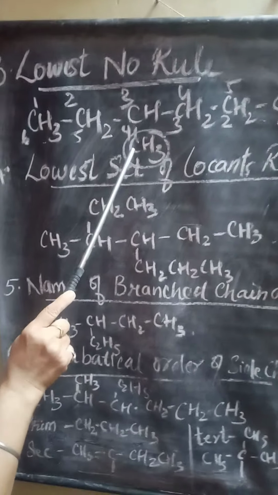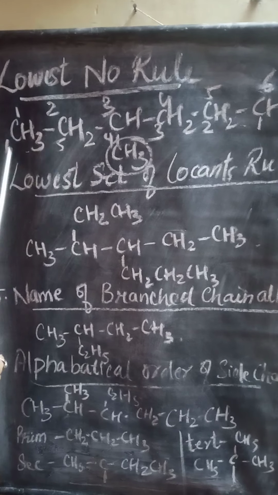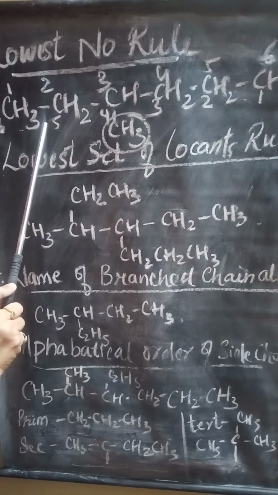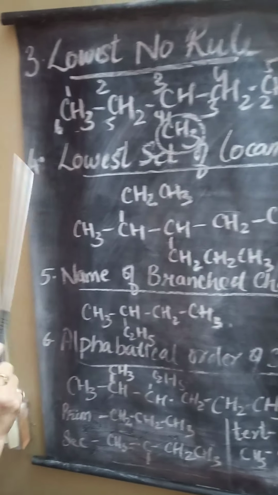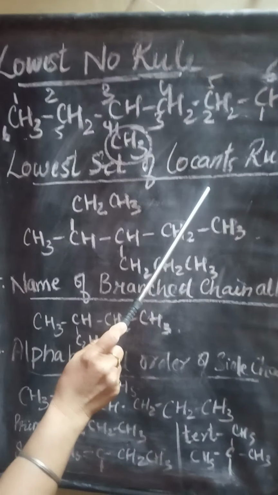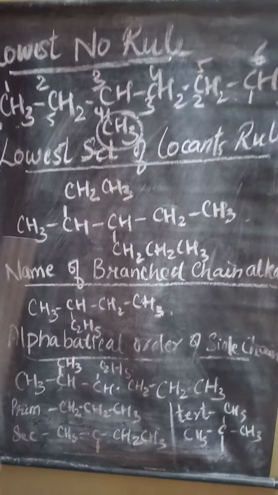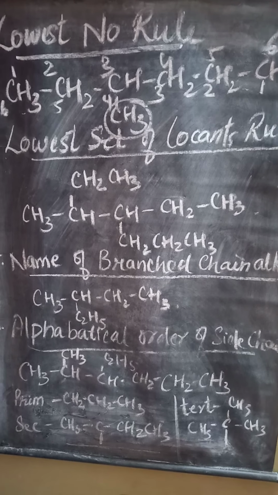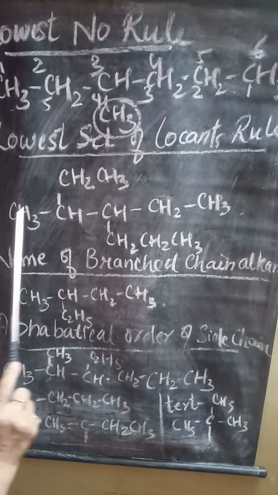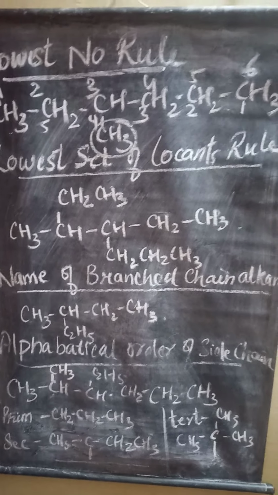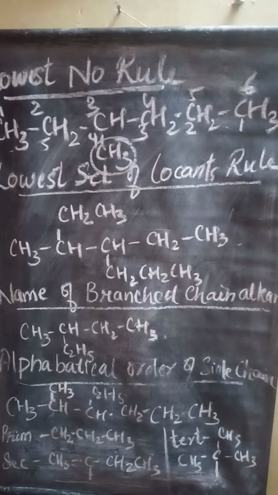That will be wrong. So the rule says that we have to number from that side where the substituent group is near. Come to the next rule, the lowest set of locant rule. This lowest set of locant rule means you have to see that whichever side you are numbering the chain having the substituent, you have to add the substituent positions and see which one is coming lower.